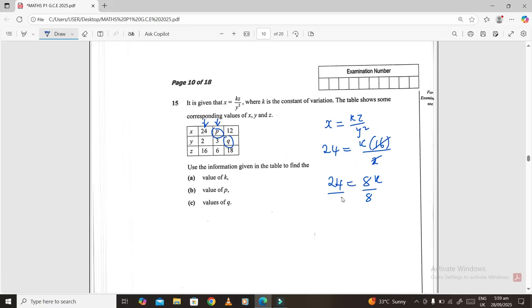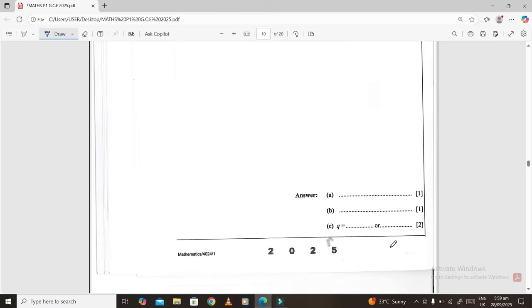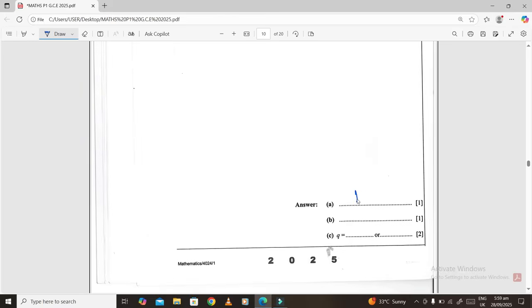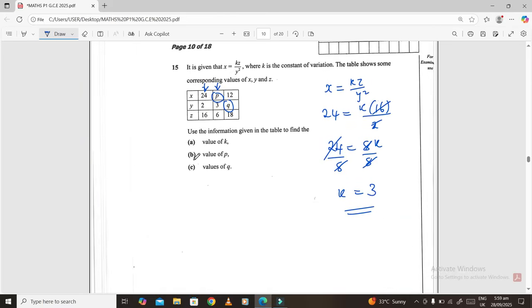Divide by 8, this and this will go, k will be equal to, when we divide here, 8 into 24, it's going to give us a 3. So the value of k is equal to 3. We can write here that k is equal to 3. We go to question B.